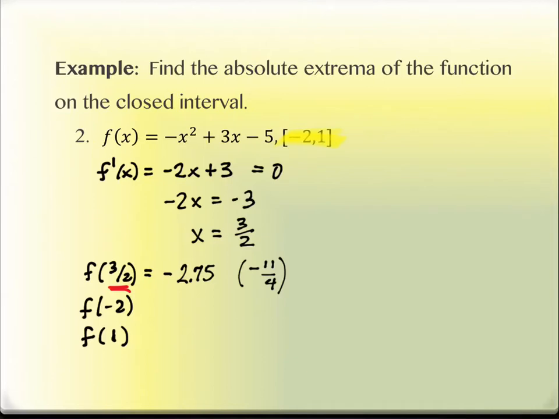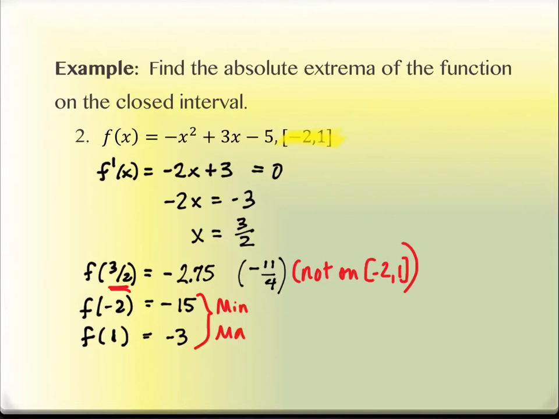So we need to test the endpoints, f of negative 2. So put negative 2 in, and I got back negative 15. Does that look right? And I put in the number 1, and I get back negative 3. So if these numbers had all been on the same interval, this negative 2.75 would actually be my maximum, wouldn't it? Yeah, it's actually bigger than the negative 3, but it's not on my interval. So it might be a good thing to write that to the side, that this is not on the interval negative 2, 1. Right? It just isn't, which means I don't get to consider it. I only get to consider these values. The one that gives me the smallest value is my minimum. That's the first one. The one that gives me my largest value is my maximum, and that's my second one.